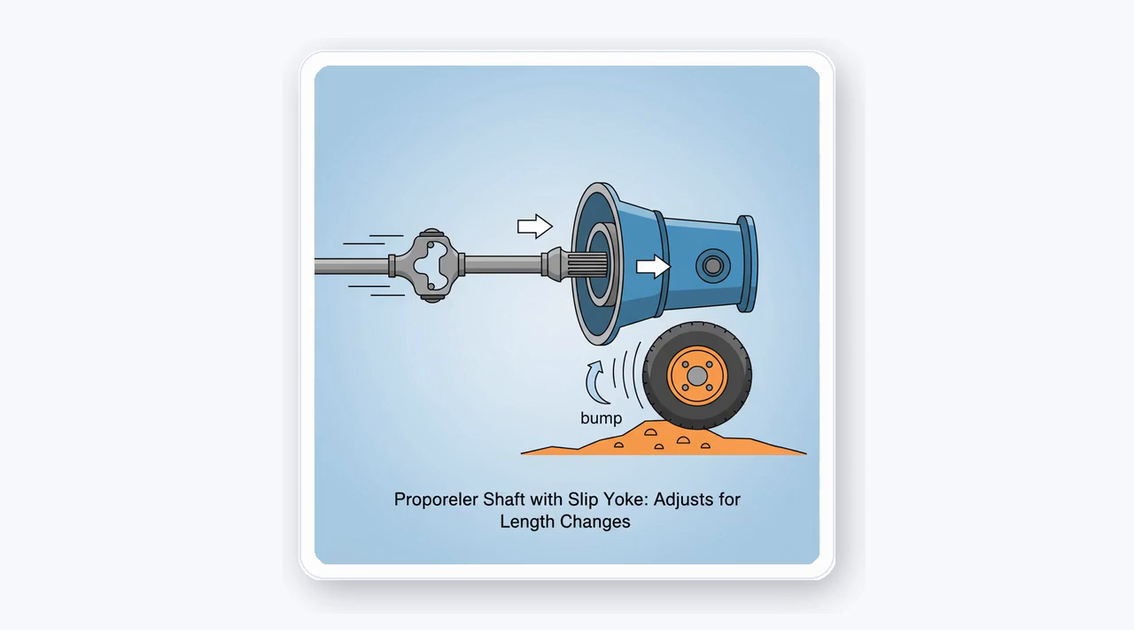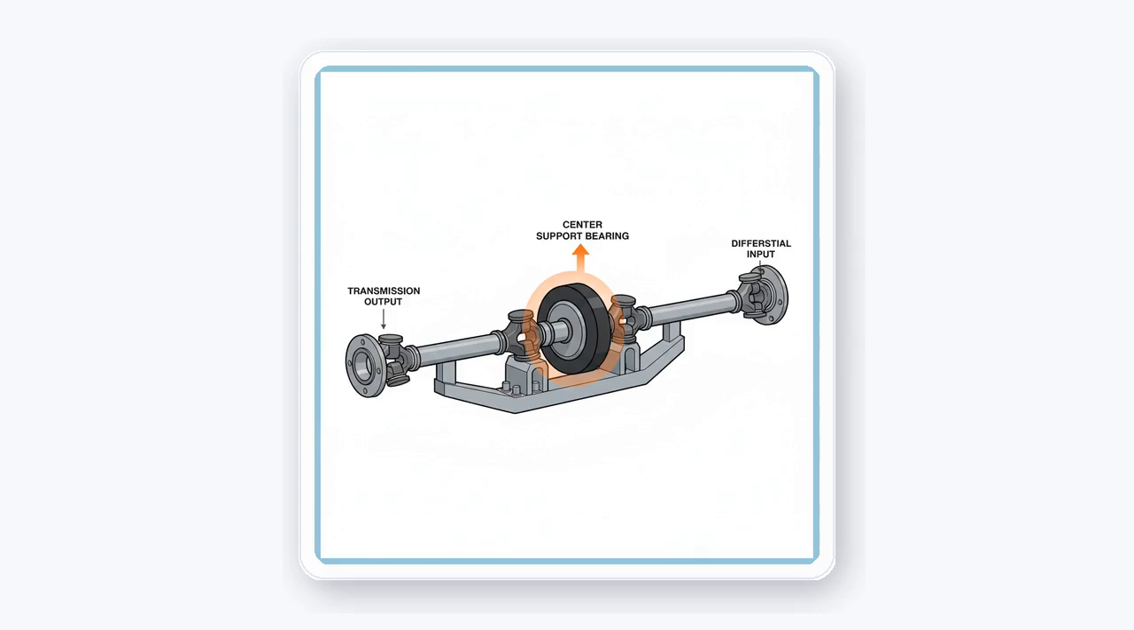The slip joint or slip yoke allows the propeller shaft to get shorter or longer. This is necessary because the distance to the rear axle changes as the vehicle's suspension compresses and extends. Longer vehicles, like the Toyota Hiace buses common in Nigeria, use a two-piece shaft with a center bearing. This prevents the long shaft from vibrating or whipping at high speeds.